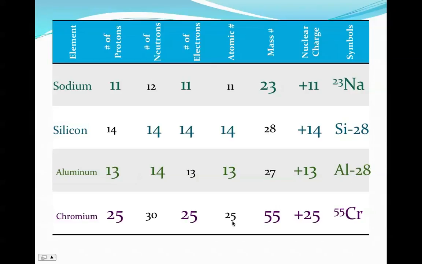By using the atomic number, I can get my protons and electrons and nuclear charge, and then I can get my mass number by adding my protons and neutrons to get 55. Again, here's a way to represent chromium 55.